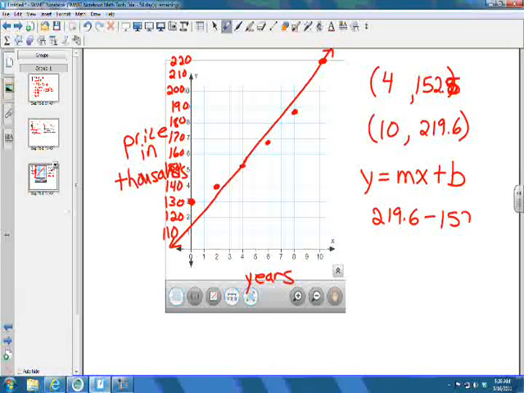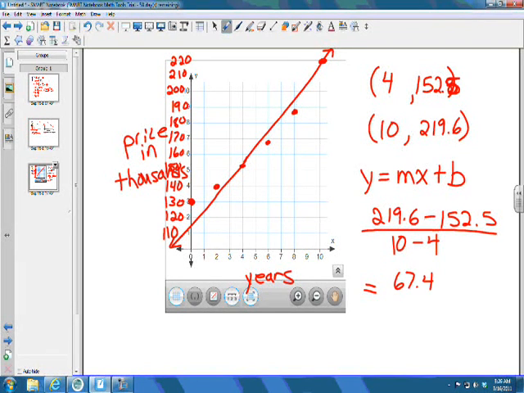219.6 minus 152.5, and then what would go on the bottom? 10 minus 4. So what would we get on top of it? You'll want your slope to be a decimal also. Some people were trying to plug in this crazy fraction. 67 point what? 4 divided by 6. So what's that decimal?